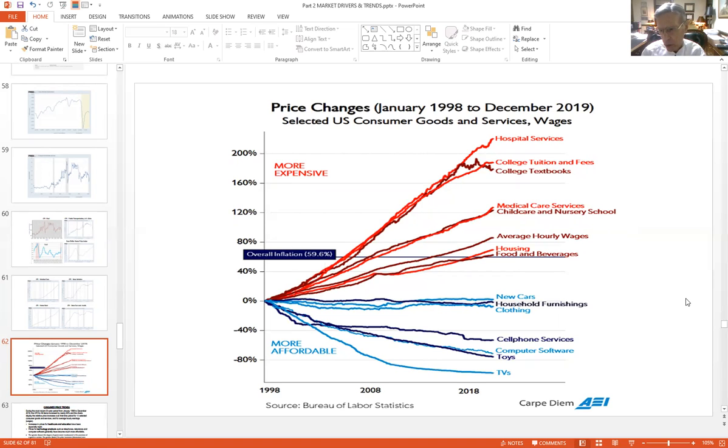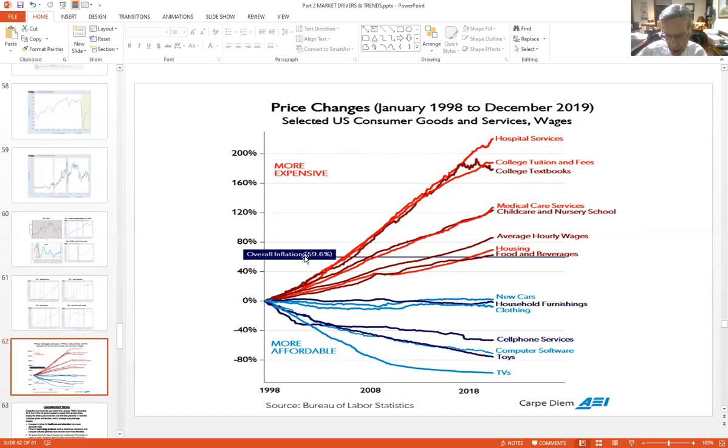Those categories of services and products are rising faster than average hourly wages, aren't they? We can see that average hourly wages have not risen as fast as prices for childcare, medical care, college tuition, and hospital services. But they have grown just a little bit faster than the price for housing and food. Not a lot, but a little.